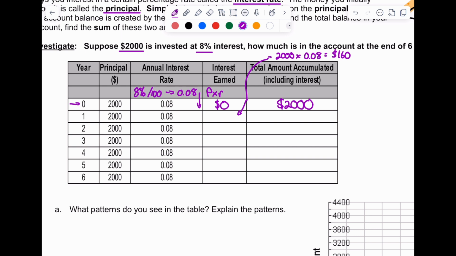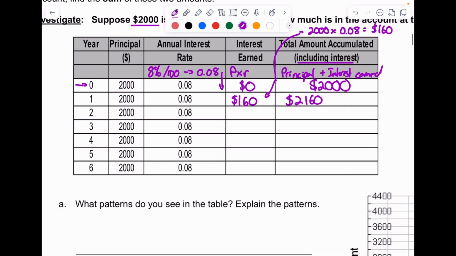So total amount accumulated, including interest, like what would you have in your account? That's what this means, okay? So this column right here is now your principal plus your interest earned. Okay, so at the end of the first year, you made $160 in interest, but you had initially $2,000, so here you'd have $2,160 now, because your principal 2,000 plus that 160.